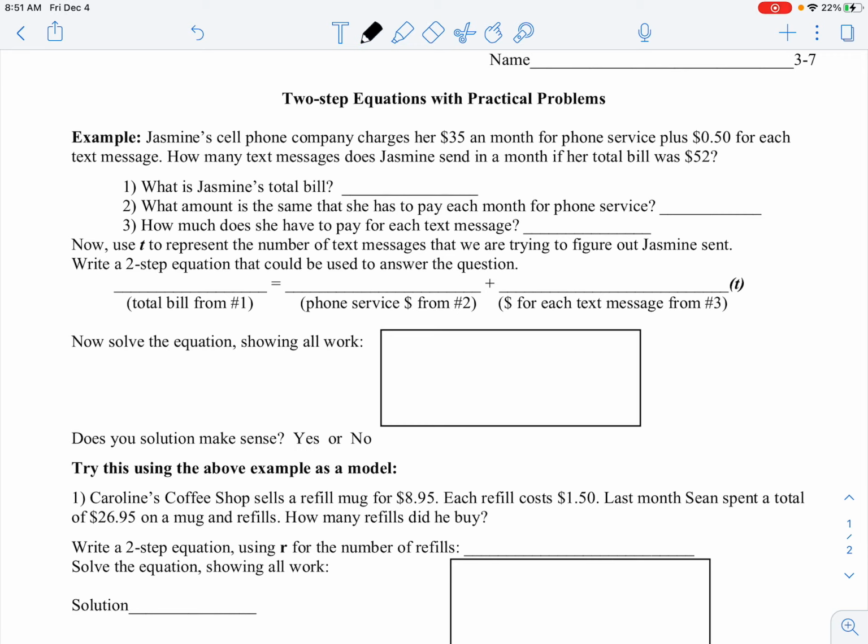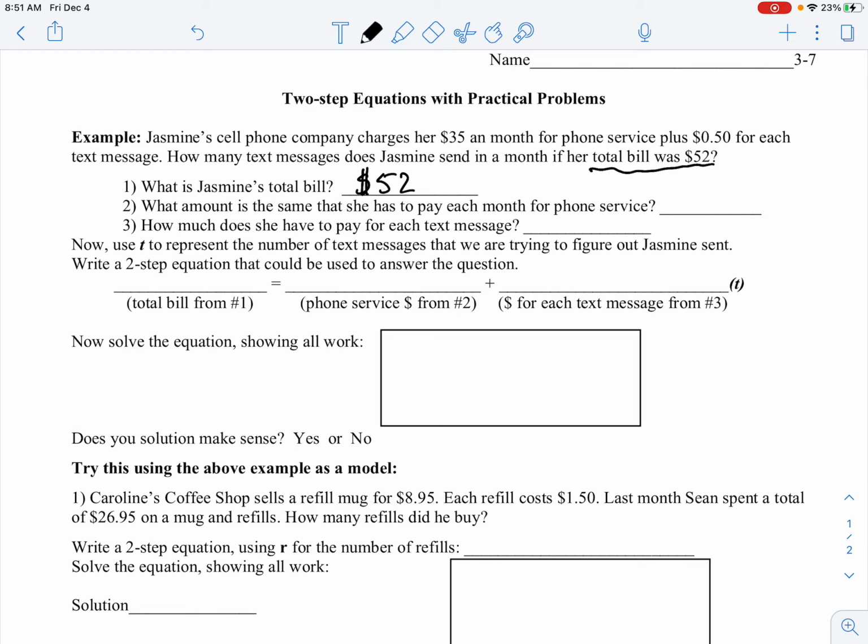So our first example, Jasmine's cell phone company charges her $35 a month for phone service, plus 50 cents for each text message. How many text messages does Jasmine send in a month if her total bill was $52? So the first 3 steps here, we're going to just be pulling the information we need from this problem. It's asking us, what is Jasmine's total bill? Well, her total bill here, it tells us, was $52.